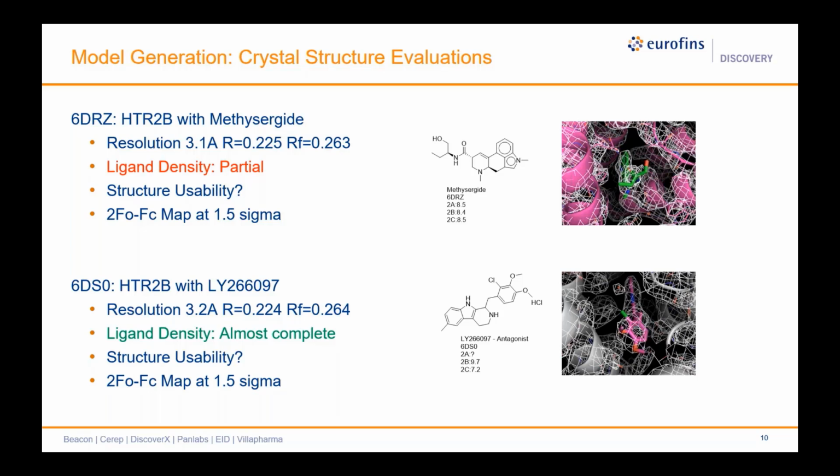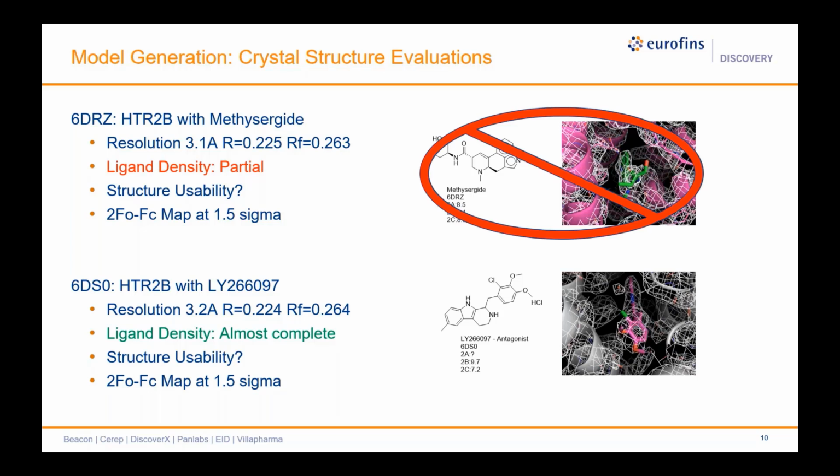Compare that to the 6DSO structure, the one on the bottom, which is a 2B receptor with LY266097 bound. Again, the crystallographic parameters are approximately similar. But when we further explore how this ligand is bound in the binding pocket, the ligand density is almost complete, meaning that we have more confidence that the conformation and position of that ligand is more certain. So for this project, we're going to move forward with the 6DSO structure and not use the 6DRZ structure.